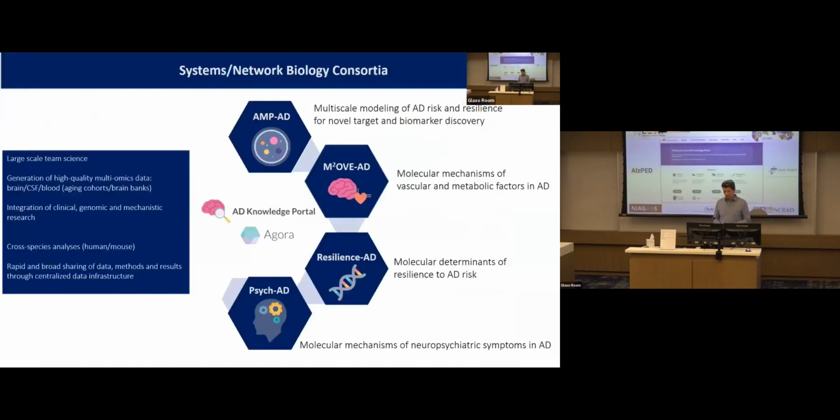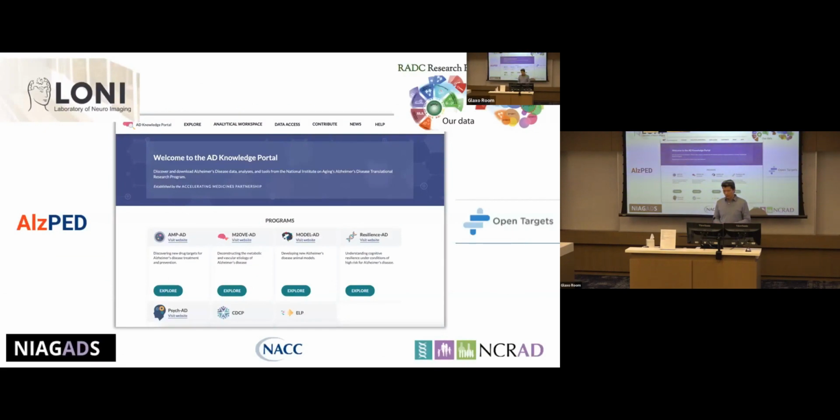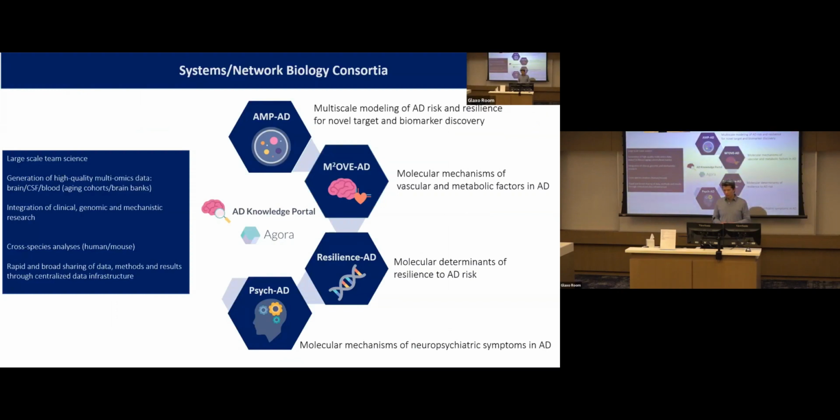There are a lot of other efforts there, and we're collaborating with ALSPAC, NIAGADS, NCRAD, and the NACC. A lot of these consortia are depositing their data into these large multimodal repositories to make it accessible for researchers who are just starting out, or also well-funded investigators well along the way, to bring their own data and ideas and explore and ask study questions based on it. So this is really like a systems network biology consortia looking at large-scale team science. You're generating high quality multi-omics data in addition to merging clinical, genomic, and mechanistic research with social and behavioral aspects as well, looking at cross-species analyses and really rapid and broad sharing of data, methods, and results through a very centralized data infrastructure moving forward to hopefully manage all this.